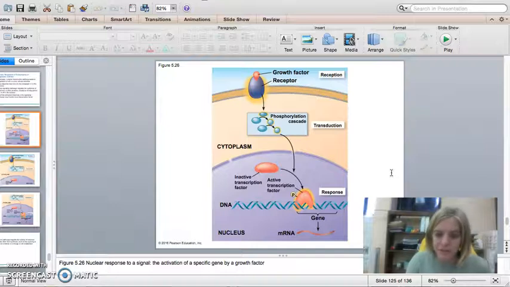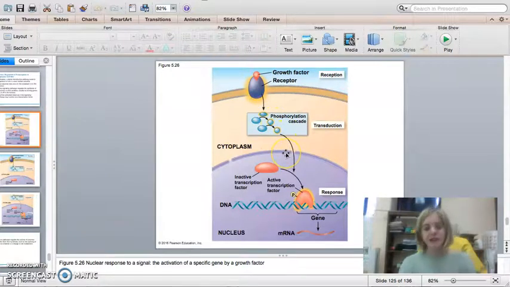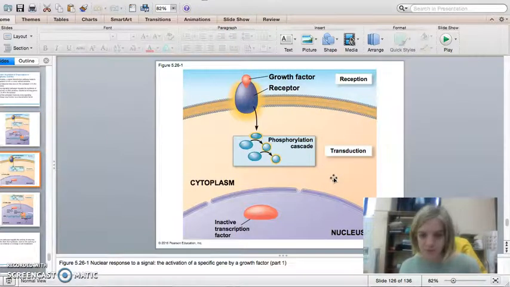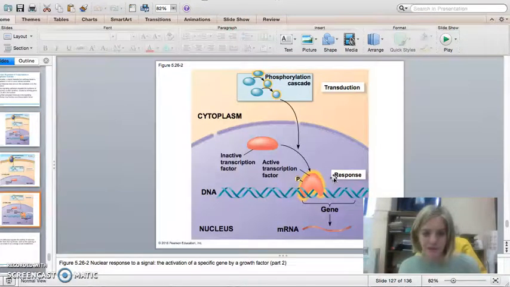So this is just one more example. If our growth factor signaling molecule binds to the receptor, so once again our growth factor is the ligand that binds the receptor, we end up with a phosphorylation cascade where all these proteins get phosphorylated. And in this case, through this transduction pathway, the end result is a transcription factor, which once it's been activated can bind to our promoter and then result in the transcription of a gene. That would be the response. This zooms in a little bit more on what we were just talking about, which you can see right there.